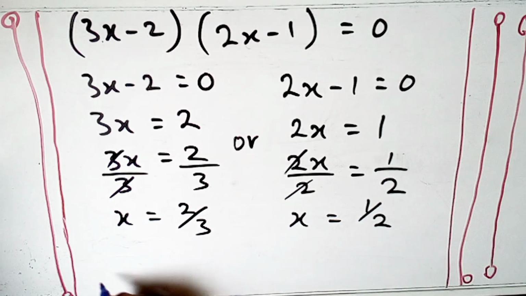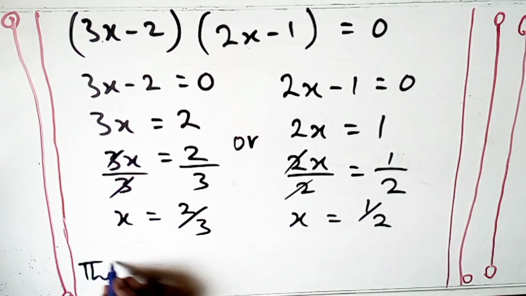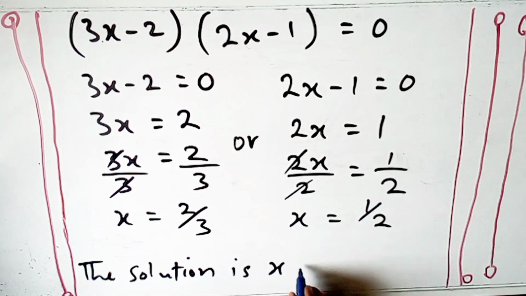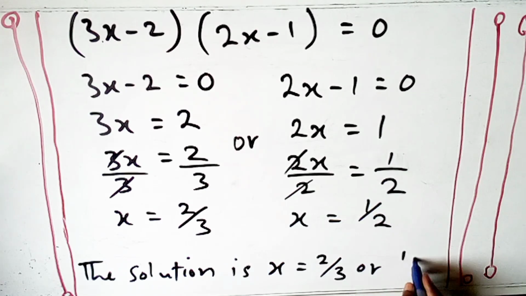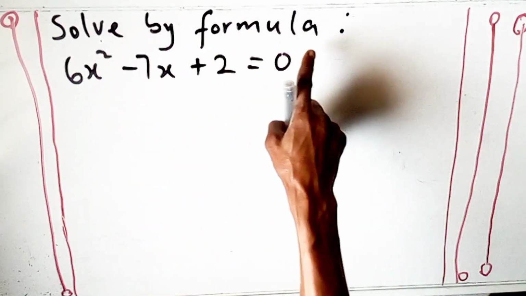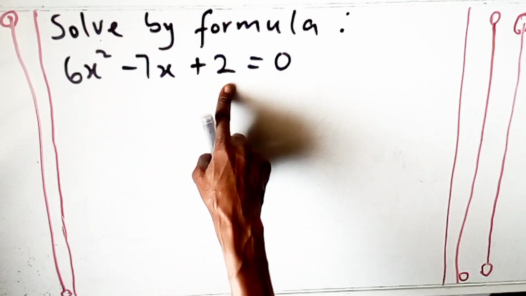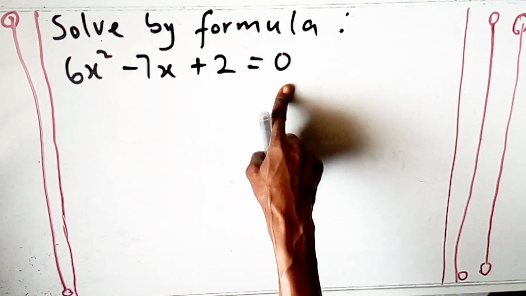We're going to try another method. Remember, the one we did is the factorization method. The solution, therefore, is x equals to 2 over 3 or 1 over 2. Now the formula method, the same way we did in the other question.